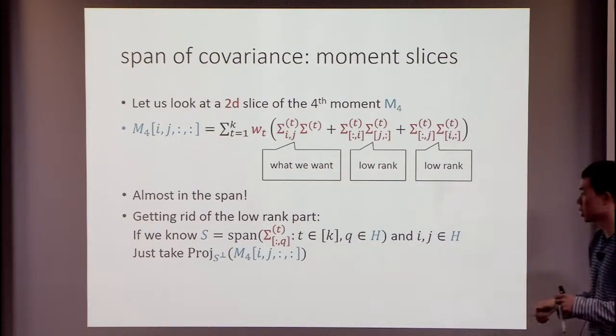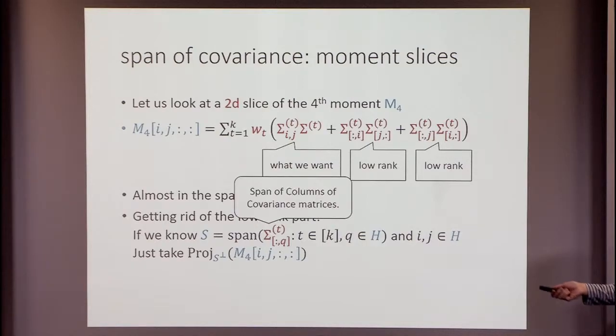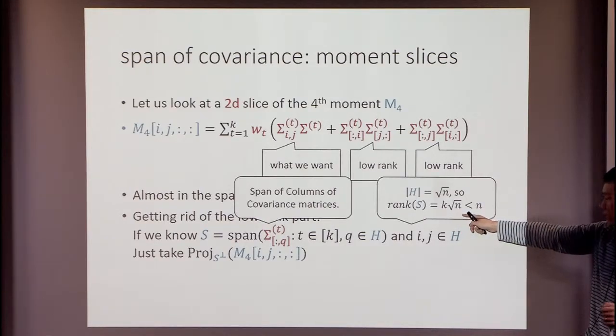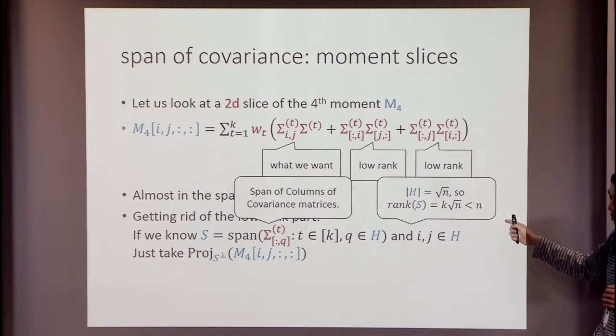So basically, we can just take this projection. S is the span of columns of covariance matrices, and we will choose the set H to have size root n. So the rank or dimension of S is k times root n, which by our assumption is much smaller than n. In particular, we can hope this to be a space of dimension k times root n instead of spanning the entire space, right?